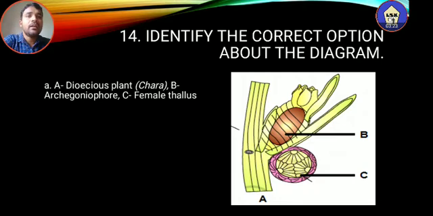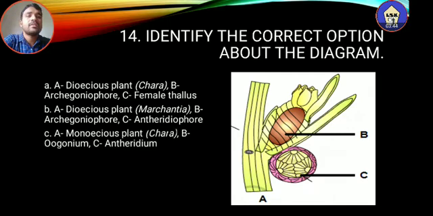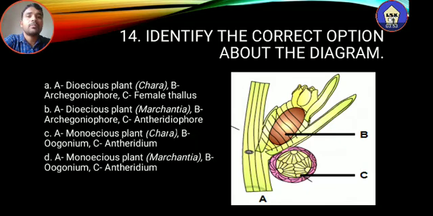Option A, dioecious plant, Chara, B labeling represents archegoniophore, and C labeling represents female thallus. Option B, diagram A represents a dioecious plant, that is Marchantia, B, archegoniophore, C, antheridiophore. Option C, A, monoecious plant, that is Chara, B, oogonium, C, antheridium. And option D, A, monoecious plant, Marchantia, B, oogonium, C, antheridium.